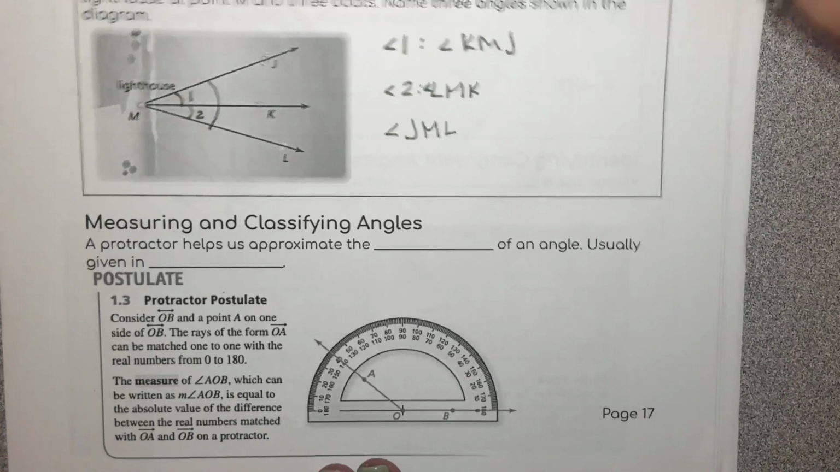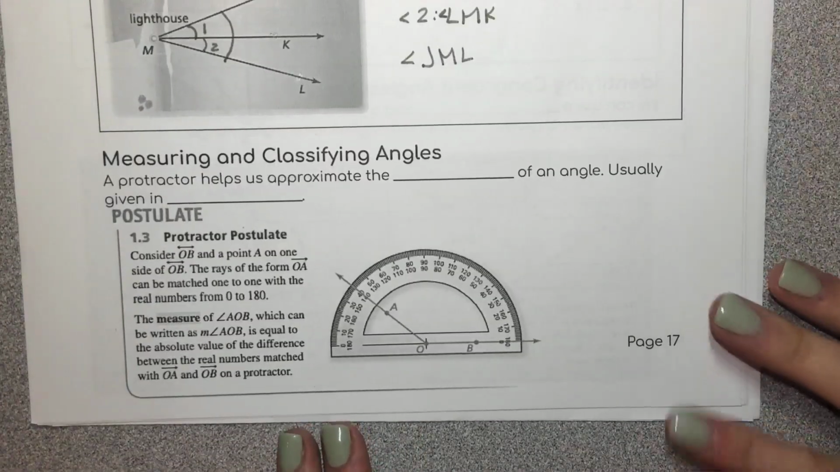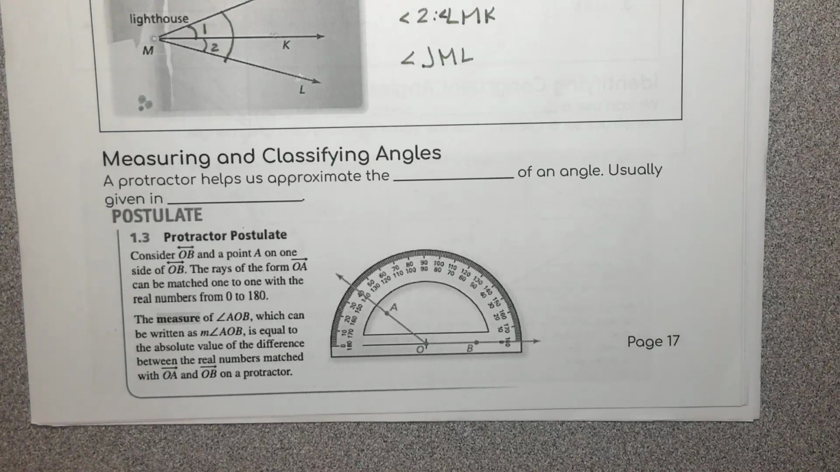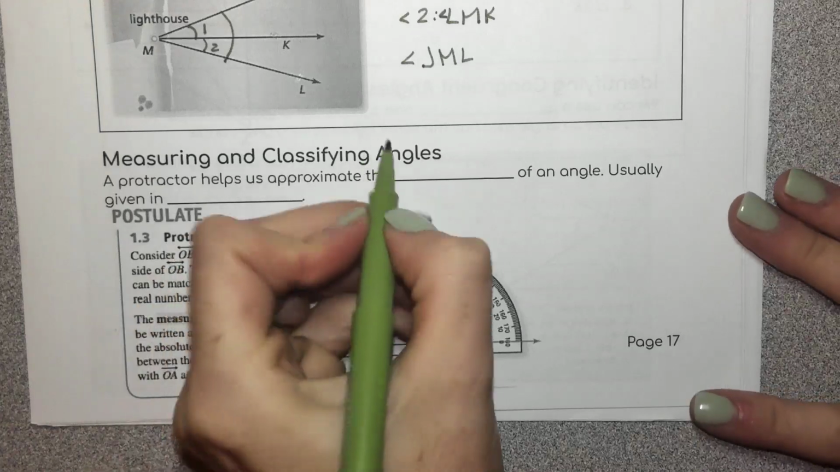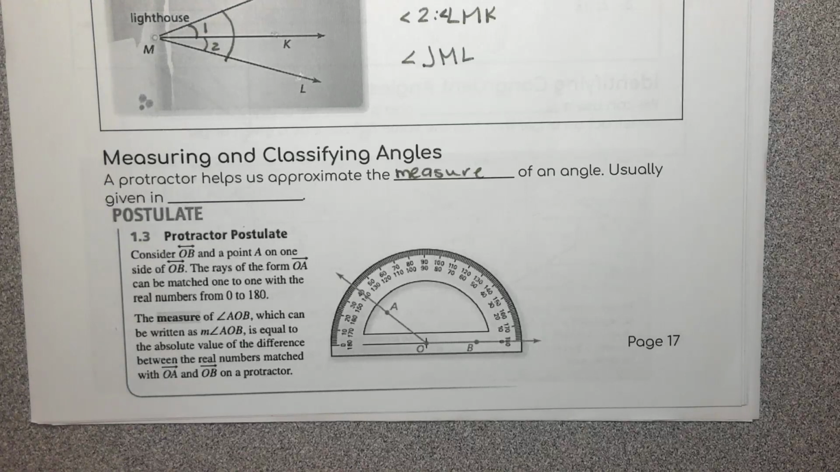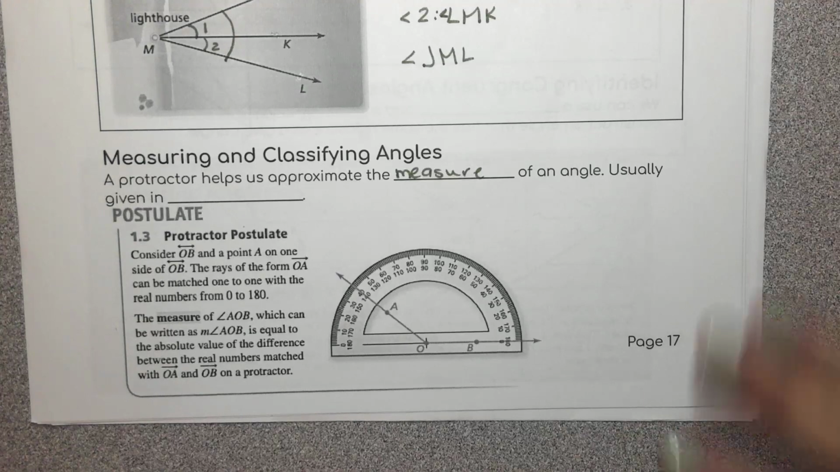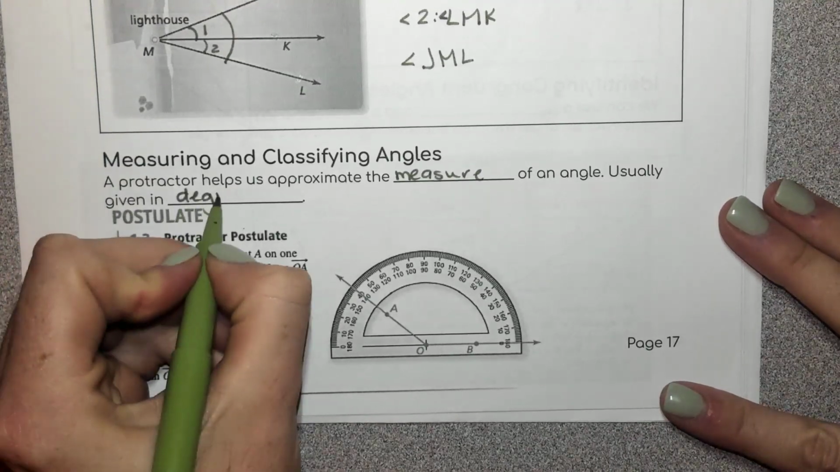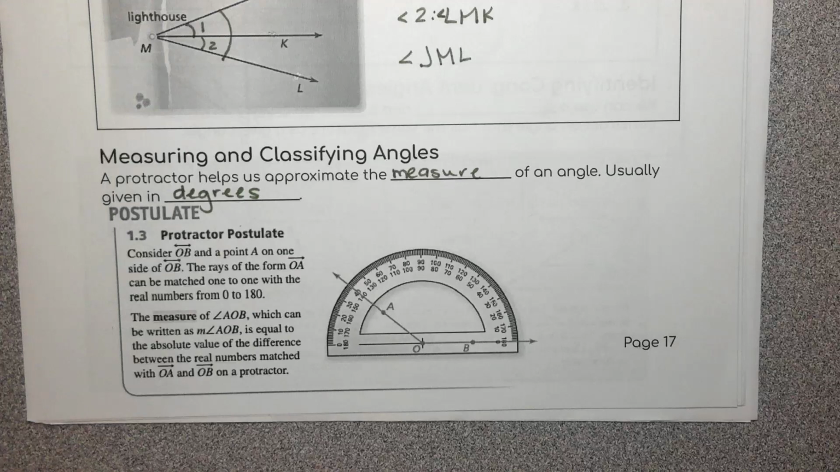At the bottom, it says measuring and classifying the angles, which is what most of our learning target is for today. It says a protractor helps us approximate the measure of an angle. So the measure is the number, usually given in degrees. Does anybody know the other way that we talk about angles? Degrees and radians. I knew somebody who was a computer person would know it. Radians is the other one.